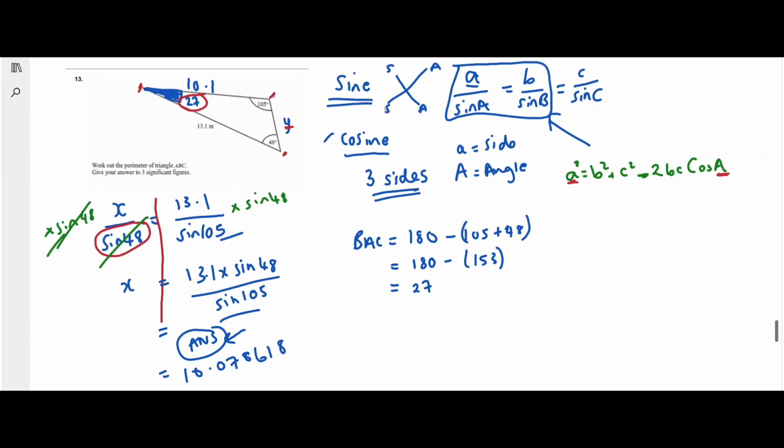So I'm going to substitute that in here. I'm going to put y squared, or you can leave it as a squared. B and C are going to be 10.1 and 13.1. So I'm going to put 10.1 squared, add 13.1 squared, minus 2 lots of 10.1 times by 13.1, times by, I'm running out of space, cosine of, and the angle has to be 27 because that is the one opposite the side that I'm trying to find.